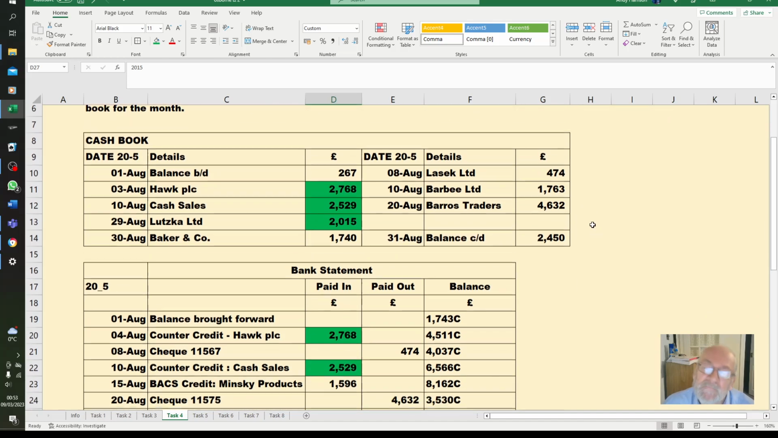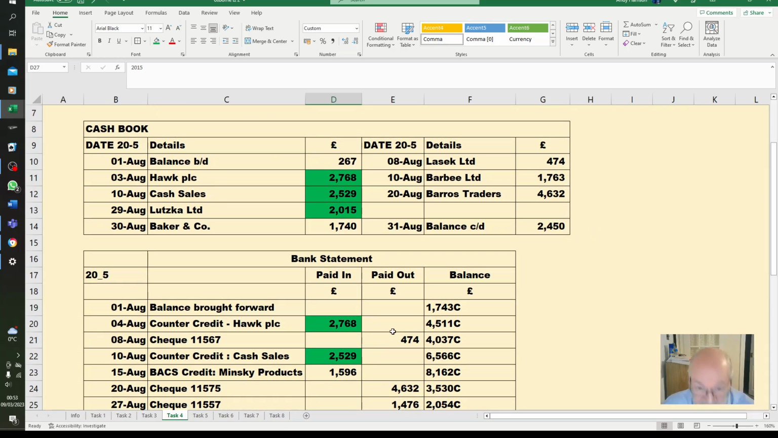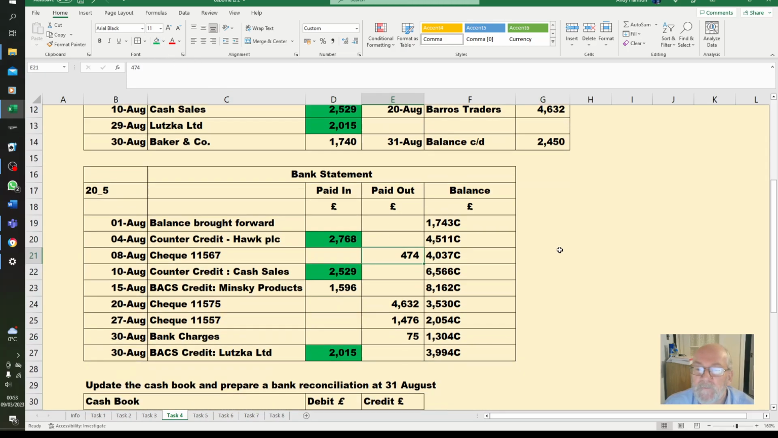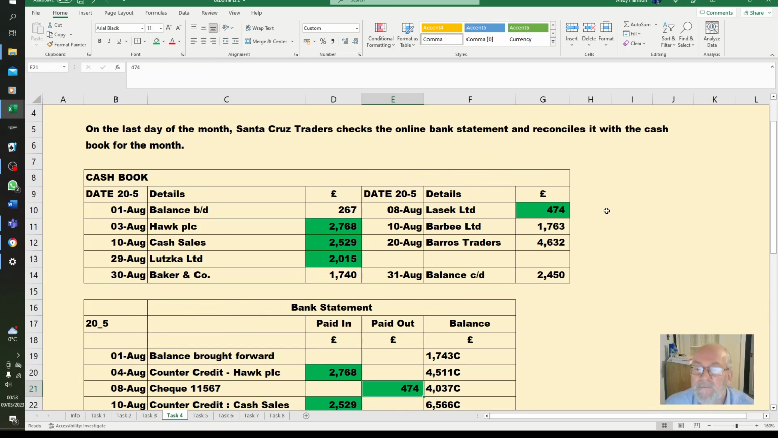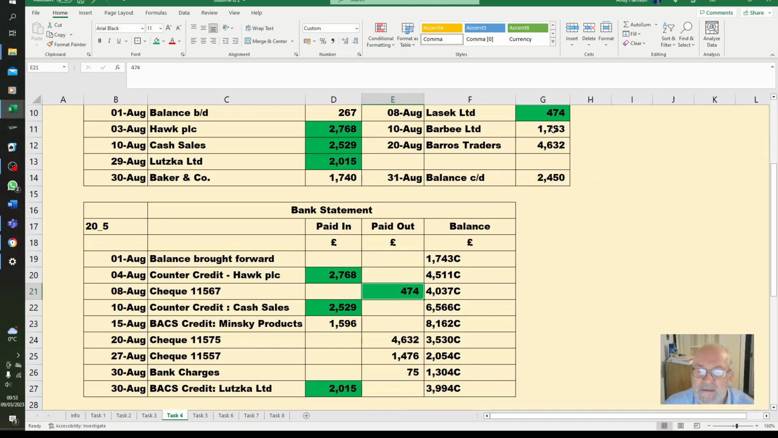Now on the other side we could do this row by row or we could do it side by side. The paid out side, the credit side of our cash book, we've got £474, that's a nice easy amount to spot. And we have, oops, didn't colour that right. Barbie's 1763 hasn't gone through. She's got plenty of money, Barbie has, she doesn't need it. Barros though obviously needed to put the money in the bank, 4632, that's cleared through. And then we've just got a balance.